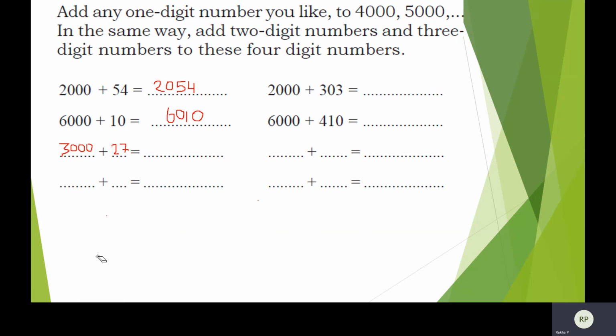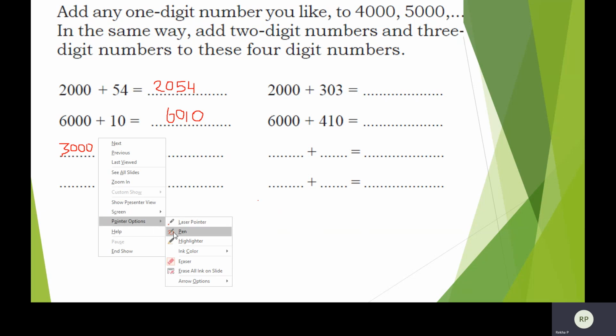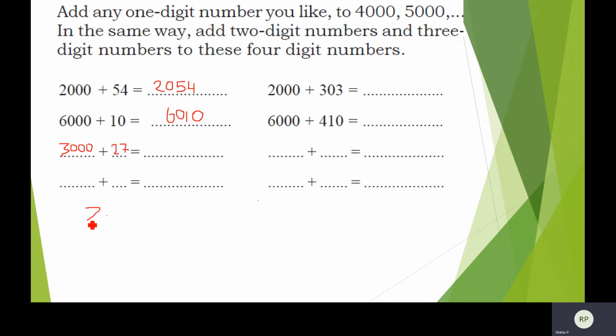Okay. So let's add 3000 plus 27. So what you have to do? Make sure you write it in the proper places. So 7 is at the ones place and 2 is at the tens place. So you have written that.